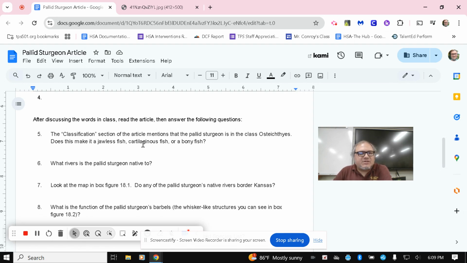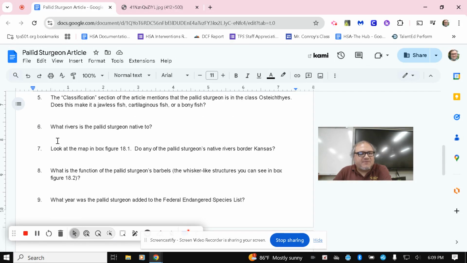So the classification section of the article mentions that the pallid sturgeon is in the class Osteichthyes. Does this make it a jawless fish, cartilaginous fish, or a bony fish? Think back to what we've covered so far with our different fish classifications and what the osti in Osteichthyes means. Ichthyes, of course, means fish. So tell me which of those 3 categories it belongs to.